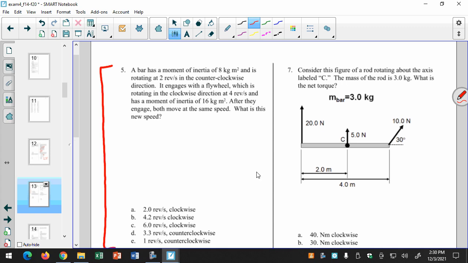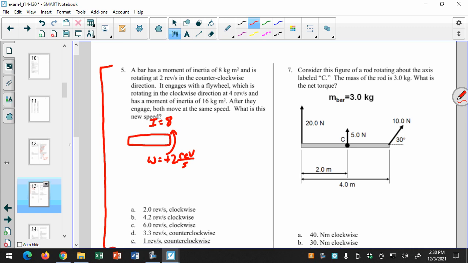So I have a bar that has a moment of inertia of 8. I is equal to 8. And it's rotating at 2 revolutions per second in the counterclockwise direction. So omega is equal to positive 2 revolutions per second. Remember, I don't need to convert that because I'm asking for what is the new speed.